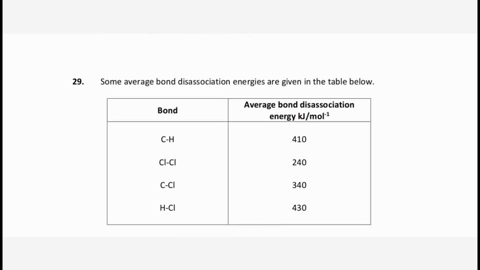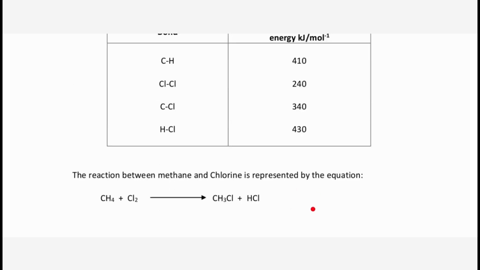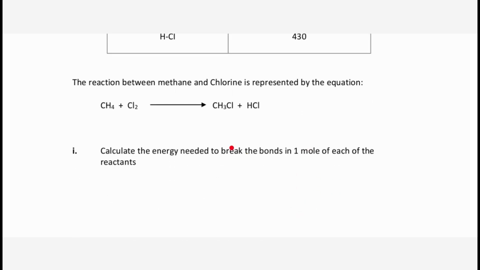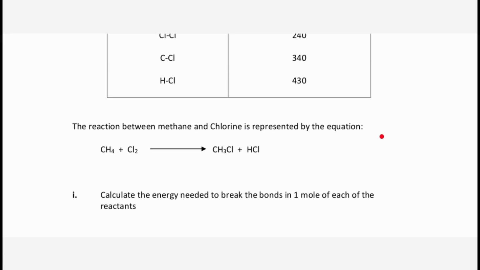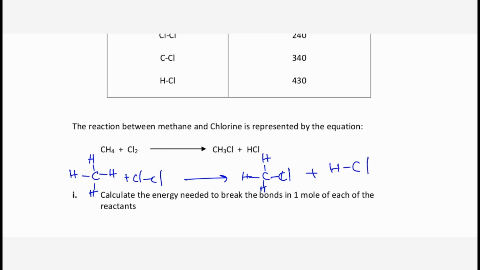Right. So let's see how the calculation is done. We'll start with this basic one. The reaction between methane and chlorine is represented by the equation. This is average bond dissociation energy, which means all the values are measured in the gaseous state. When you come across a question like this, the best thing you can do first is to draw the displayed formula. You know why I'm saying that? Because you can then exactly identify the types of bonds broken and the number of bonds broken and formed, right? The displayed formula is easy for us to identify.